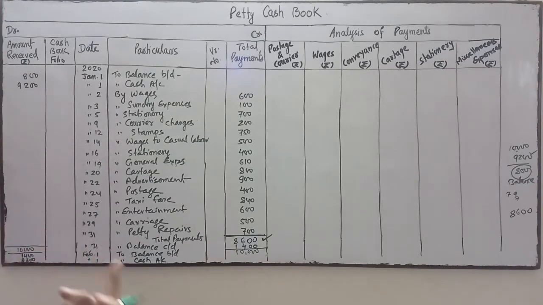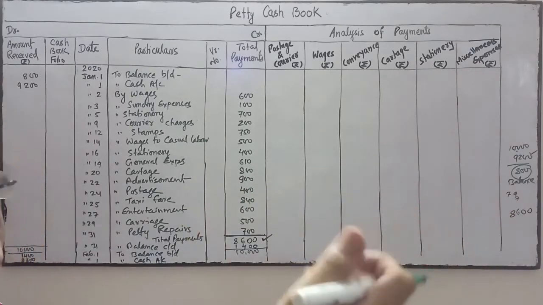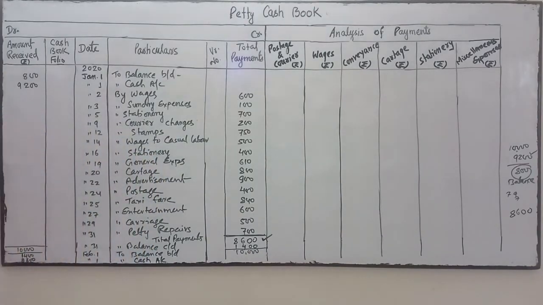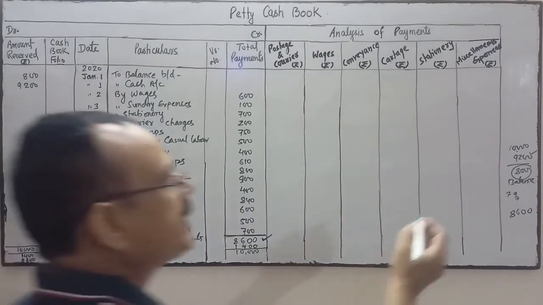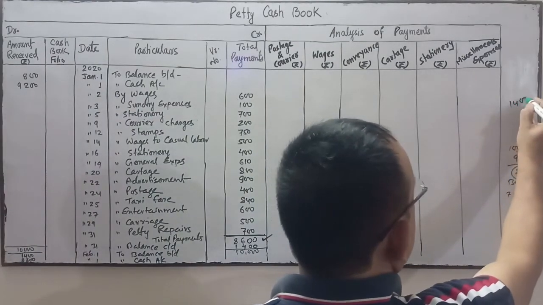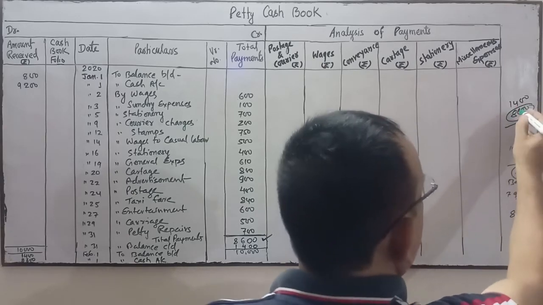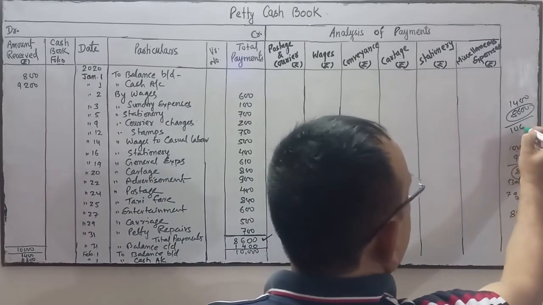So how much amount will the petty cashier take from the head cashier, or how much can the head cashier pay to the petty cashier, so that the imprest money will be 10,000? If 1,400 is the balance, then he will take 8,600 from the head cashier, so that the imprest money will be 10,000.